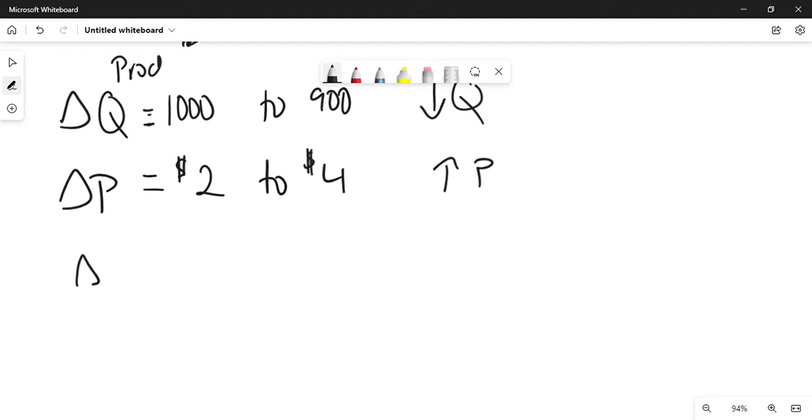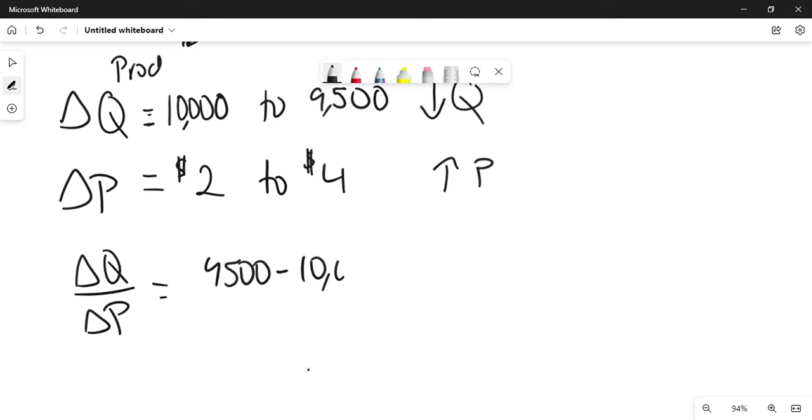Actually, let's make it even more clear. Let's say it went from 1,000 to 950. Actually, let's make it even worse. Let's make it 10,000 to 9,500. So the change in quantity over the change in price: the change in quantity is Q2 minus Q1, so 9,500 minus 10,000, over the change in the price, which is 2. And that is equal to 500?